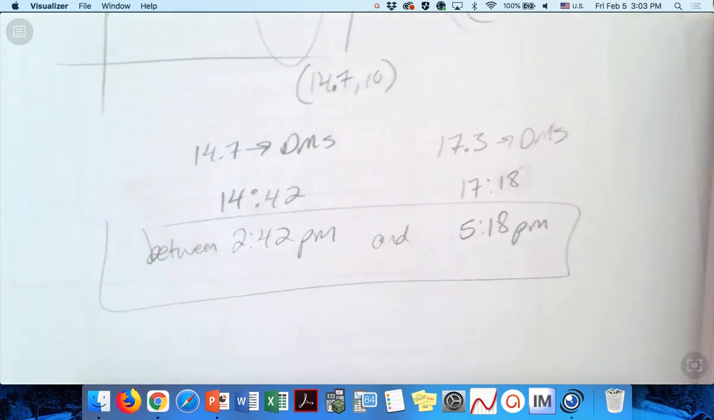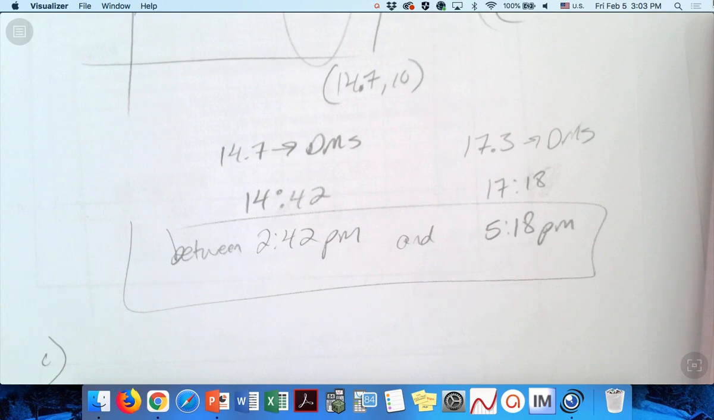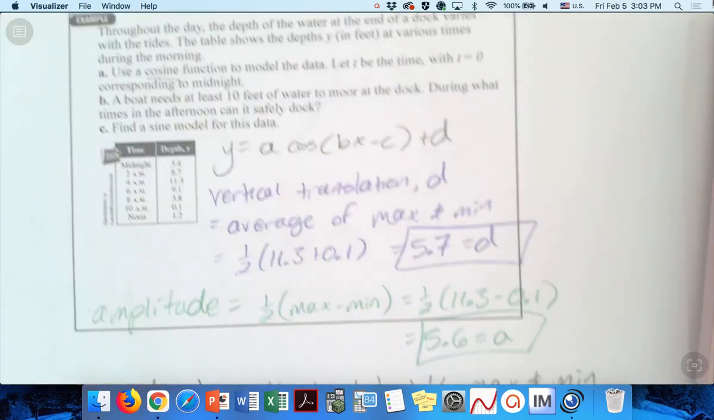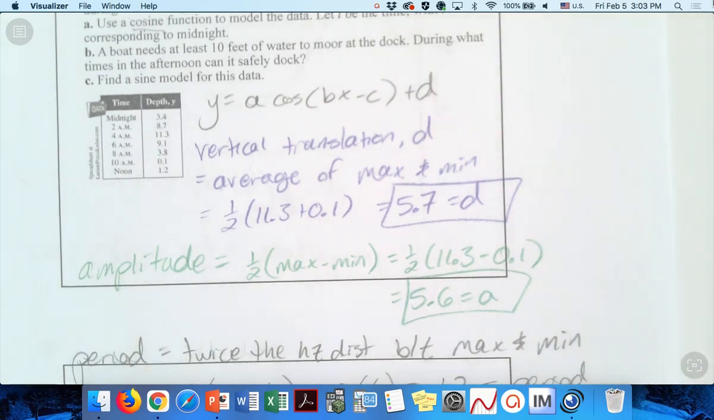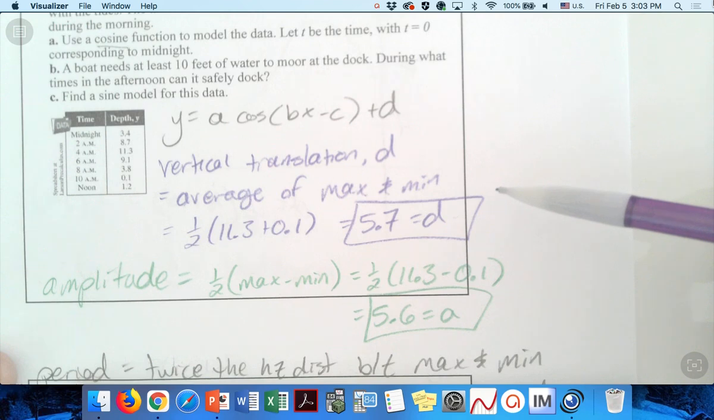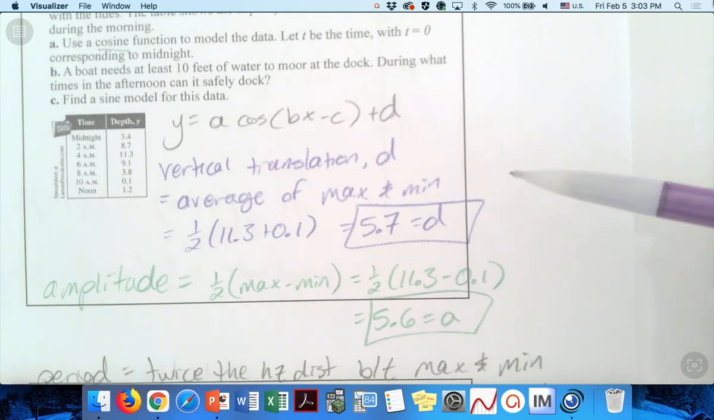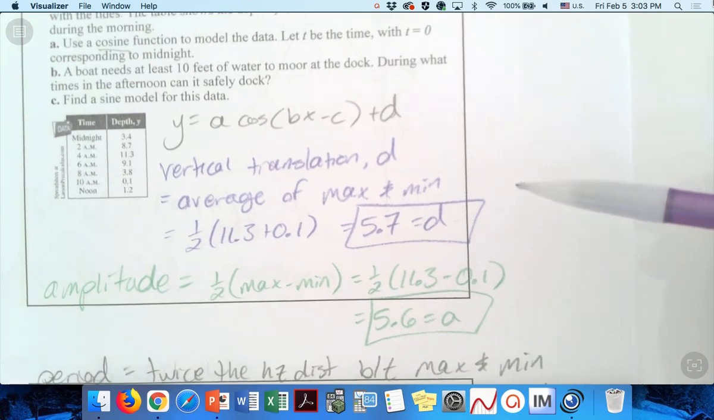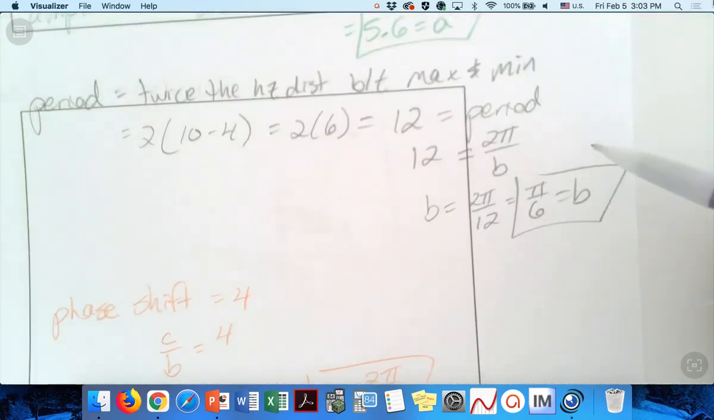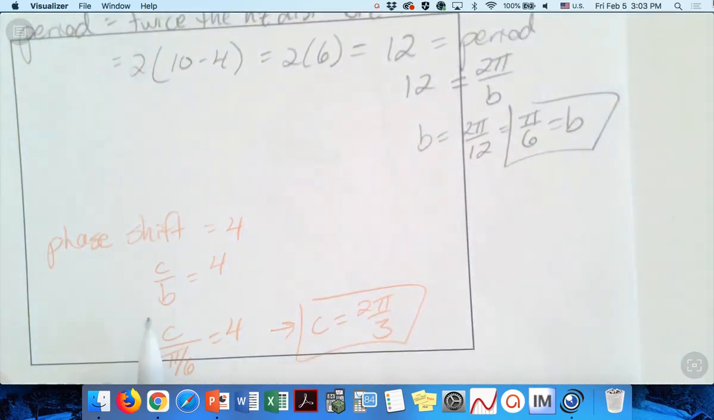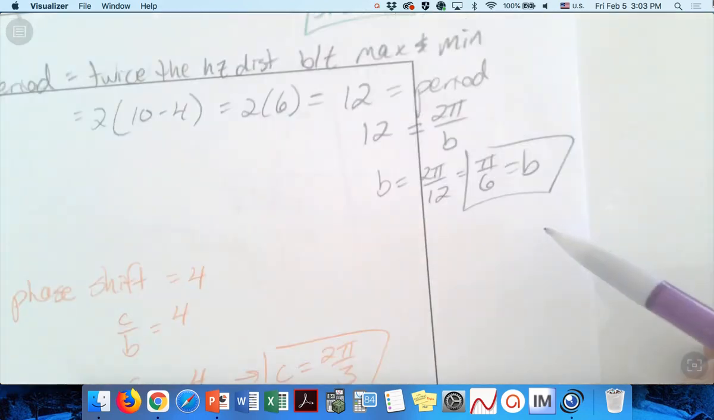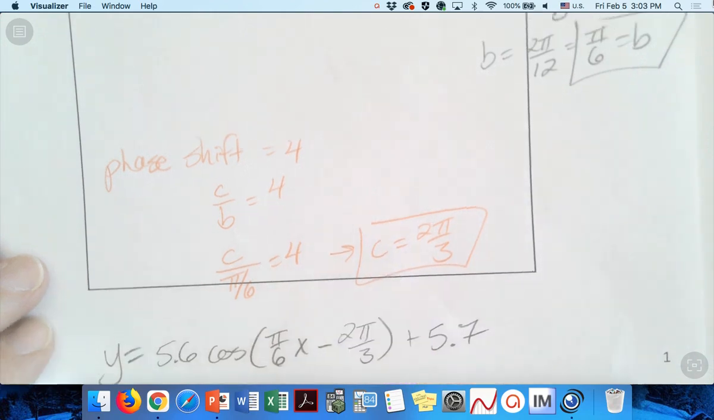All right. Part C. Do the same thing as part A with the sun. Well, let's think about that. Part C asks for a sine model. Is the vertical translation going to be different for a sine curve? No. Is the amplitude going to be different? No. Is the period going to be different? No. The only thing that's going to be different is the phase shift. So we have D, A, and B. We just need to figure out a different value of C.